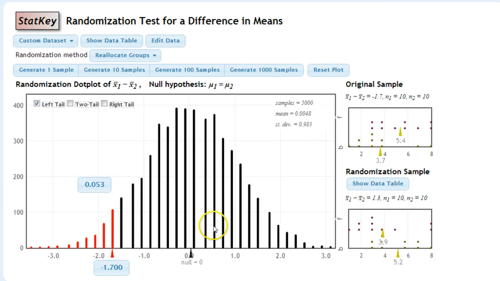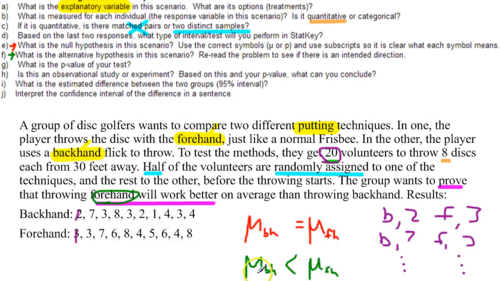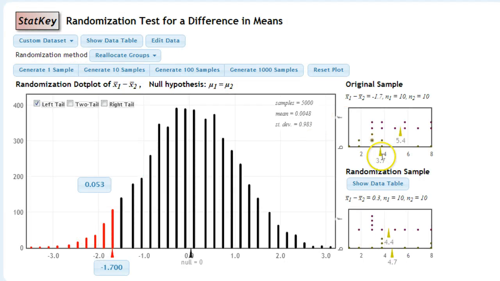And the reason that I did the left tail instead of the two-tail is because we want to make sure that we carry out our alternative hypothesis, which is that mu of forehand is greater than mu of backhand. Backhand was our x1, forehand was our x2, which is why we got a negative number here. That's why I'm going off to the left.